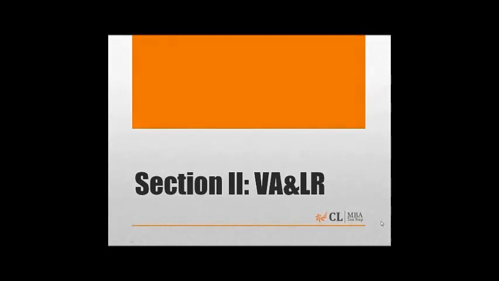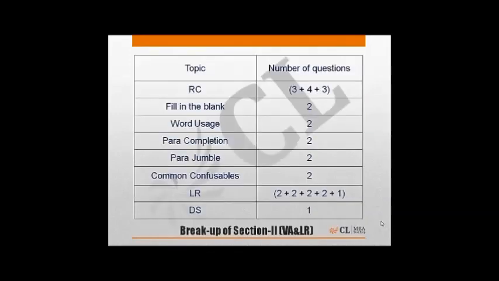Let's move on to the second section of this paper, VALR. Let's have a quick look at the breakup of the paper. By and large, a standard paper, except it has made you work more in terms of LR. Normally, you would expect 3 into 3 sets of LR with 3 questions each. Here you have 4 sets of 2, 1 question of LR and 1 question of data sufficiency. So it is making you work more.